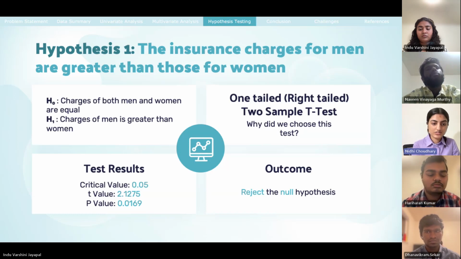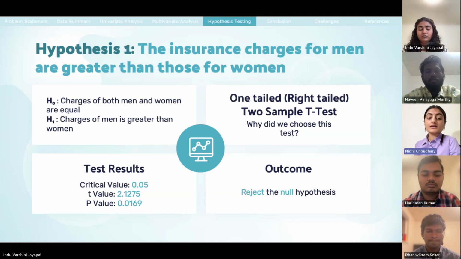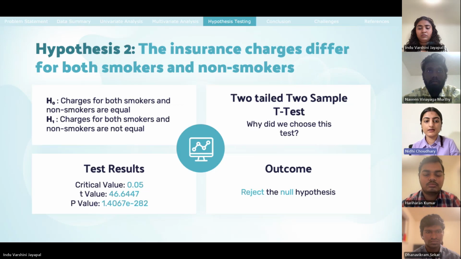These are some of our test results. We have taken our critical value as 0.05. Our t-value is 2.1275 and our p-value is 0.0169. So from these results, we can see that the p-value is less than the critical value, and hence we can reject the null hypothesis and accept our alternate hypothesis. Moving on to the next slide.